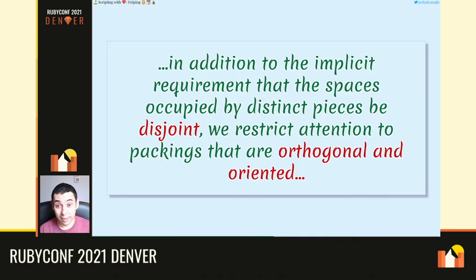And the constraints are the same as in our problem. It needs to be disjoint, as in an elf cannot be delivering both a present and coal at the same time, and also orthogonal and oriented, as we can't rotate the blocks. It takes 2 elves 4 seconds to deliver a present, but that doesn't mean that we can use 4 elves to take 2 seconds.